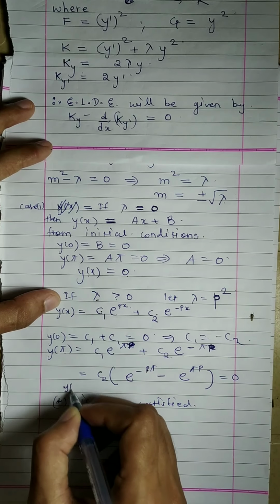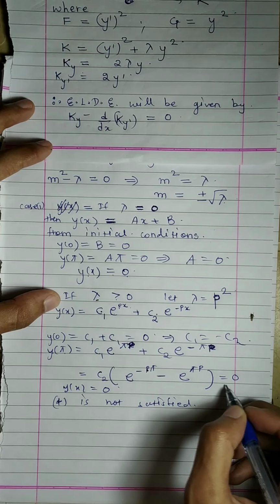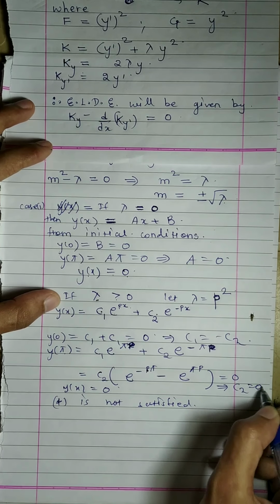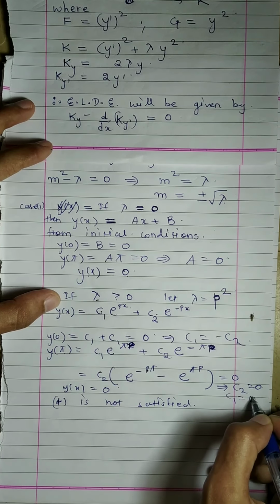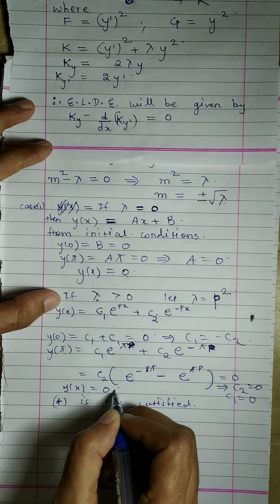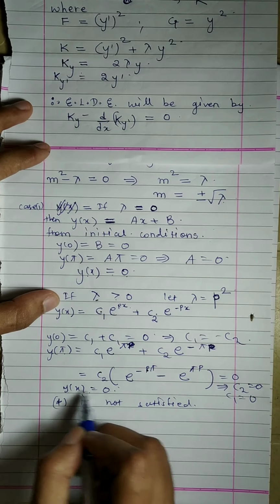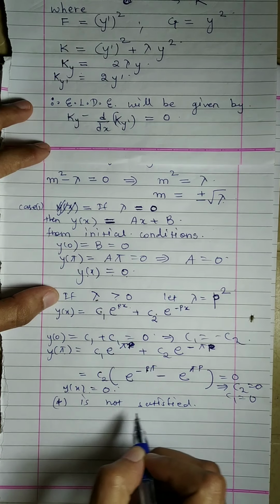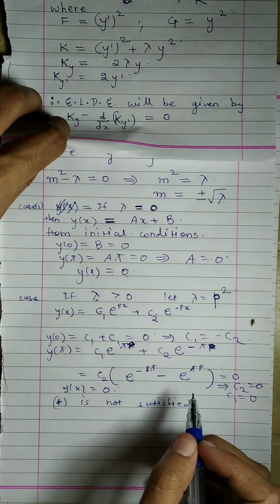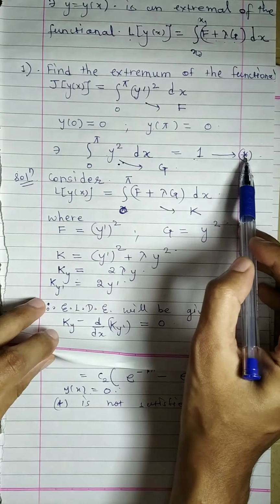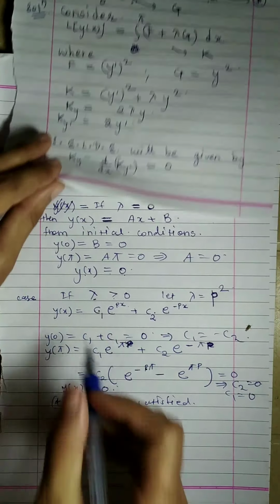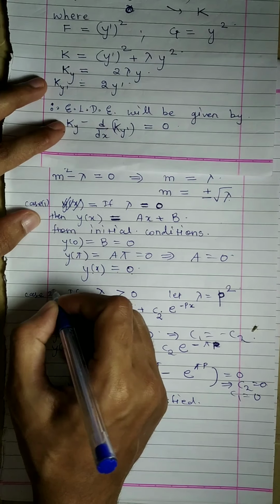Because y of x is equal to 0, this implies c2 is equal to 0 and then c1 is equal to 0, and hence we get y of x identically equal to 0. Therefore it will not satisfy the condition star, meaning this condition. And therefore we go for the next case.